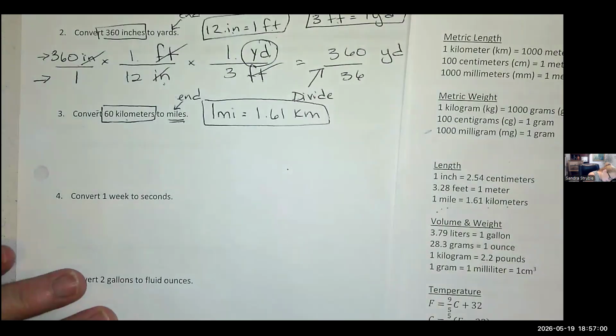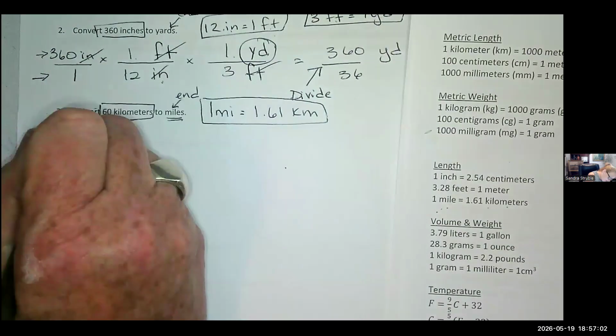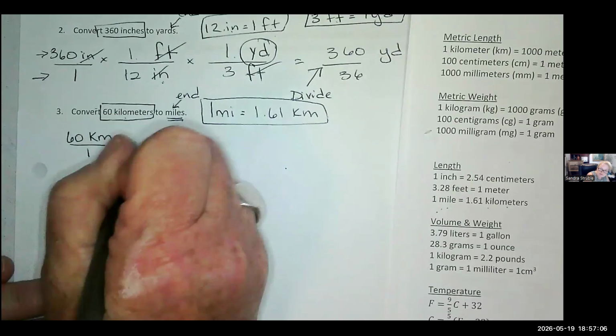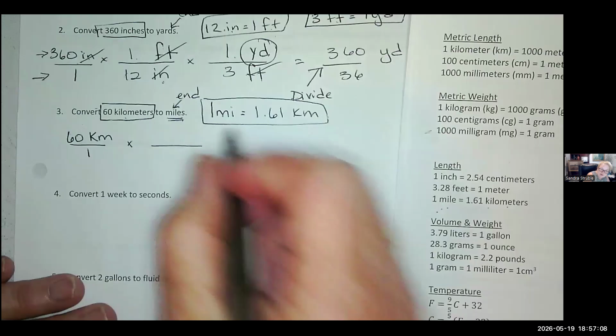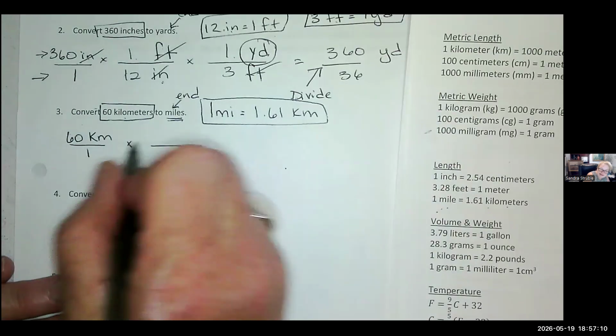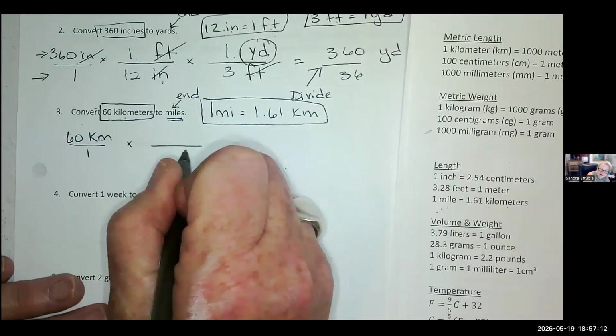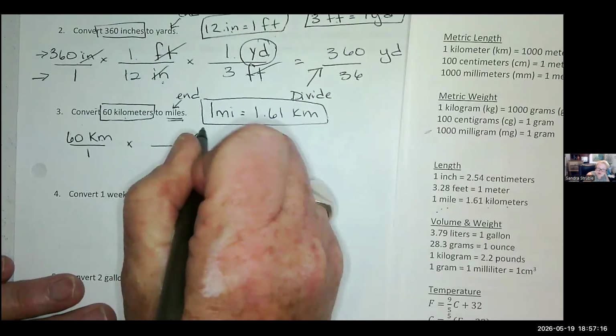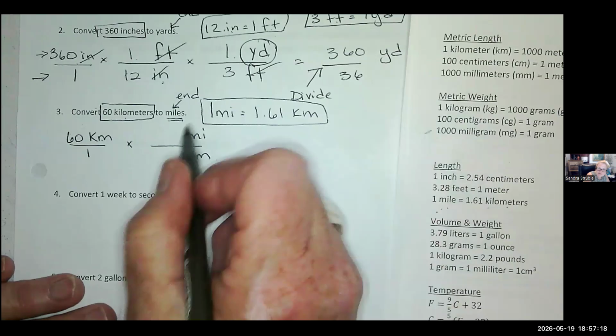Starting with 60 kilometers, over 1 if you need it. This is only one conversion to get from kilometers to miles. Kilometers up top, so I need kilometers down low, so they'll cancel each other out. Heading to miles. Once you get your units set up, you're going to plug in your numbers, 1 and 1.61.